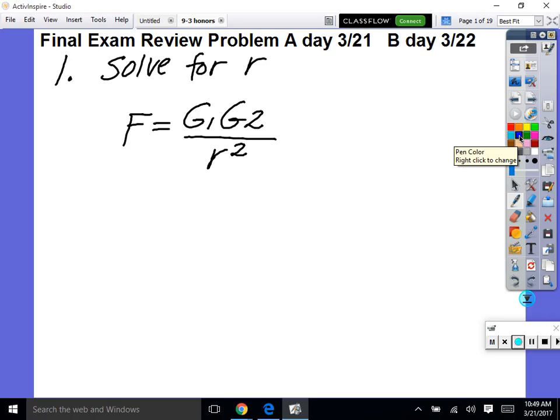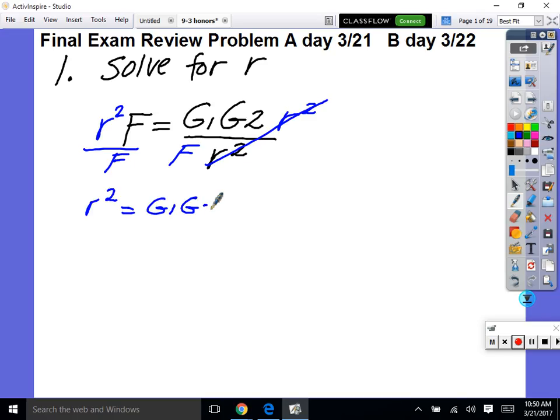So once again, we title our notes 3-21. And here we go. So solving for R, what's my first step? Good, multiply both sides by R squared. They divide out. Now what would you do to get R alone? Divide by F. So we have R squared equals G1, G2 divided by F.